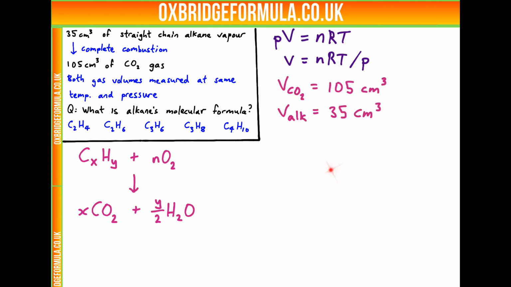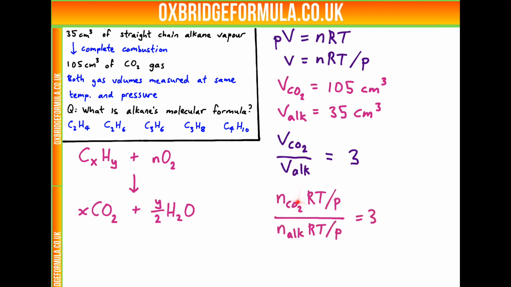Well, if we take a ratio of these two volumes that we're given, so volume of carbon dioxide divided by the volume of the alkane, what is this? 105 divided by 35, or we know it's going to be a nice number, so thinking about the multiples of 35, this is going to be 3. And what does this tell us? Well, we know V is the same as nRT over P, and so this is the same as saying nRT over P for carbon dioxide over nRT over P for the alkane is also 3.